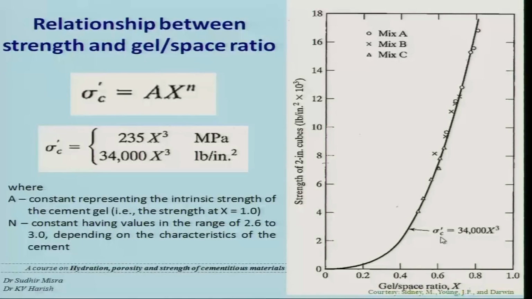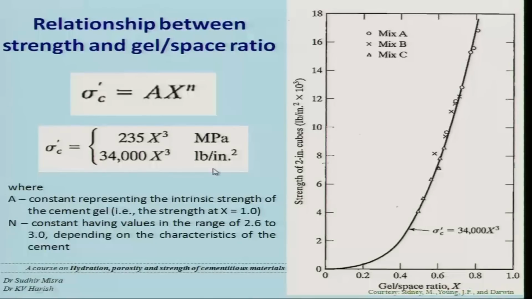Remember carefully that this strength of the cube here is expressed in lb per inch square, and this is into 10 power 3, which means this is not just ranging from 0 to 18, it is 0 to 18 into 10 power 3 lb per inch square. If you have to convert it into MPa, then this 34,000 has to be converted to 235. So 34,000 is in lb per inch square, and if you convert it into MPa, it is 235.